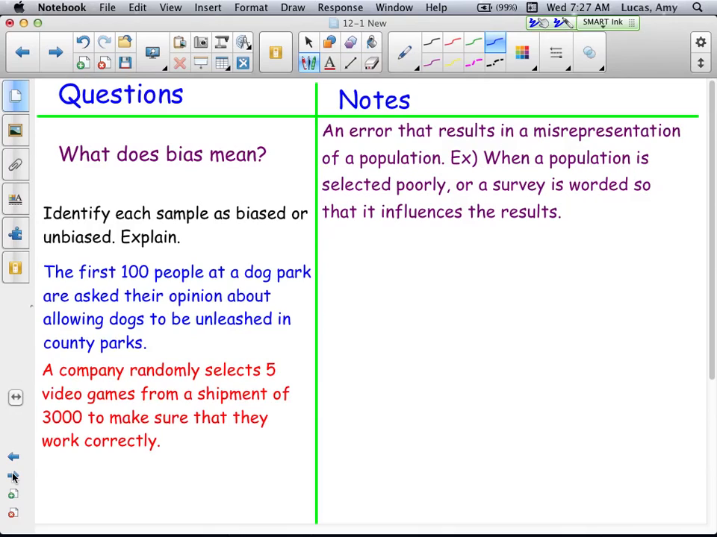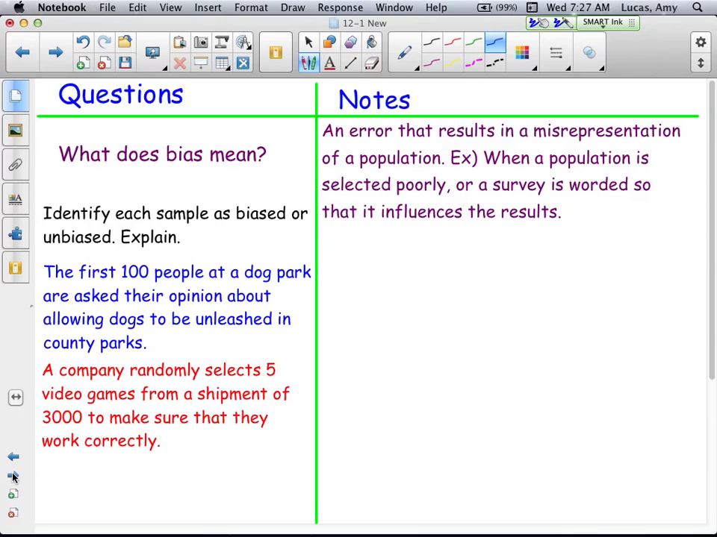Another thing that can cause bias, when you are writing a survey, is if a survey is worded so that it influences the results. So if the wording has, say, the opinion of the person giving the survey, if the opinion comes out in those questions, that would be biased. If they're worded in a way that you think you're supposed to answer a certain way, that would be biased.